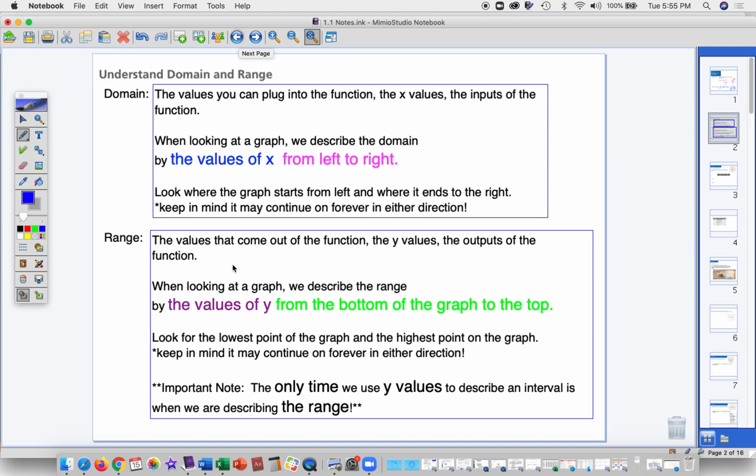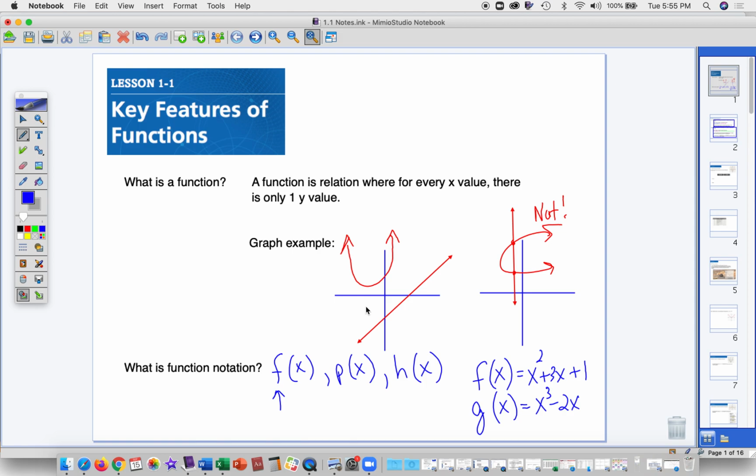For the range, those are the values that come out of the function, the y values. They're the outputs of the function. So when we look at the graph, we describe the range by the y values. And we're looking from the bottom of the graph up to the top. So what you want to do if you're looking at the graph is look for the lowest point on the graph and the highest point on the graph. And again, keep in mind that could keep on going on forever in either direction. So again, if we go back to here, this line keeps on going from left to right, and it keeps on going from the bottom on up.